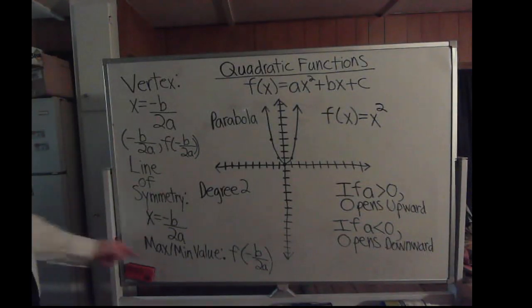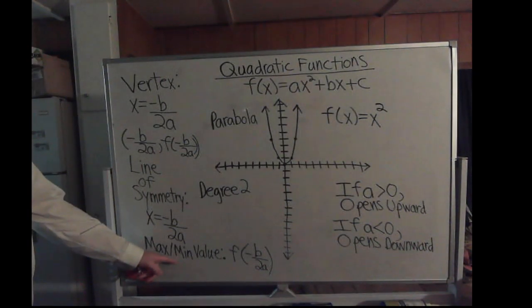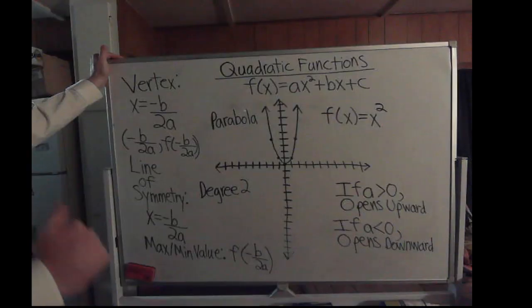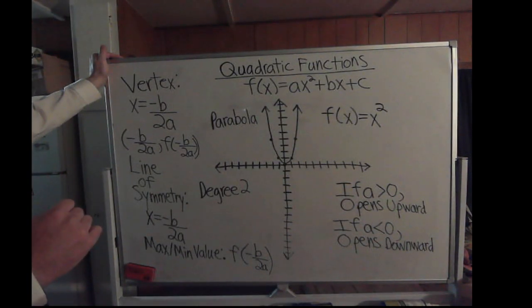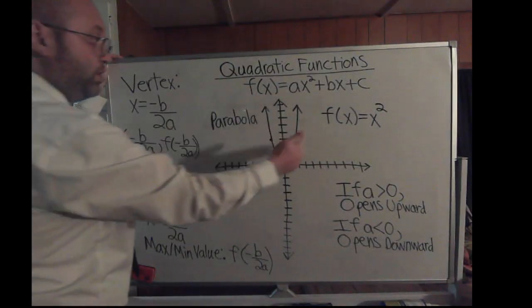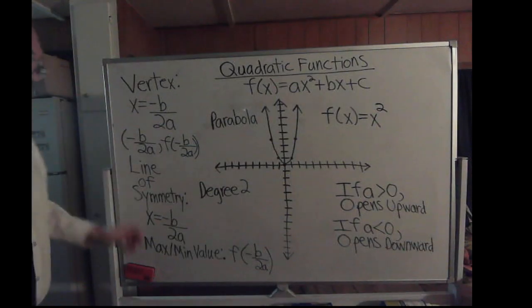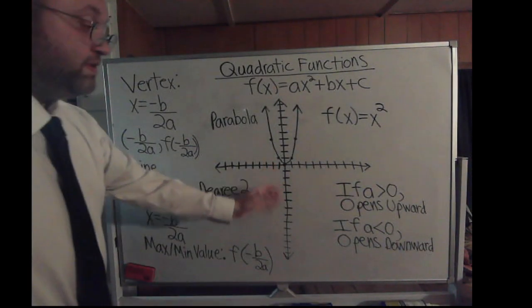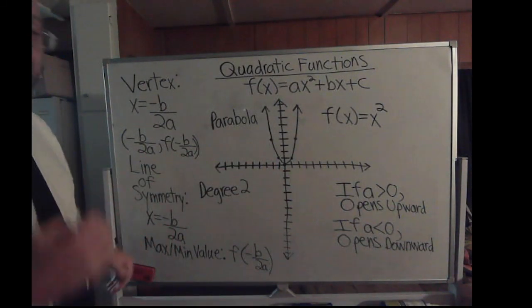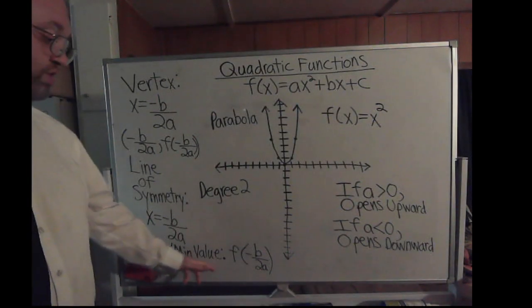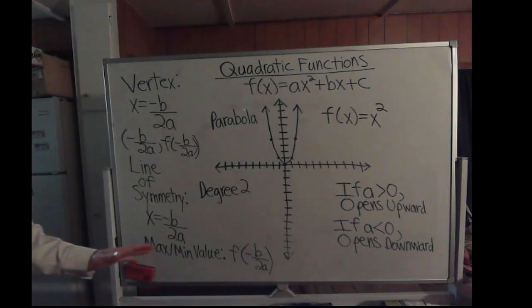And also to find the maximum or minimum value of a quadratic function. So this is all going to come into play, okay? Because when it opens upward, you're going to have a minimum value at the vertex. If it opens downward, the function's going to have a maximum value at that vertex. So the maximum or minimum value of the function is f of negative b over 2a.